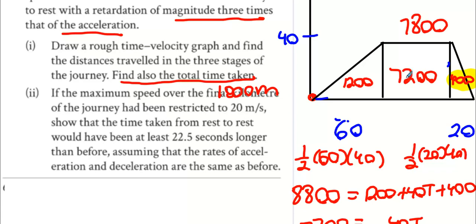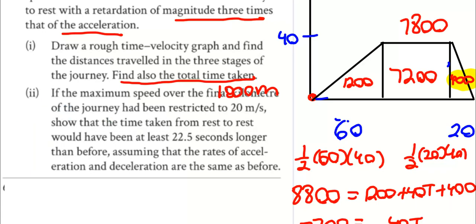We're going to have to stop at a total distance of 7,800, and then we're going to have to, what's that word? We're going to have to decelerate. So it's a tricky one, all right? So let's start off the same.